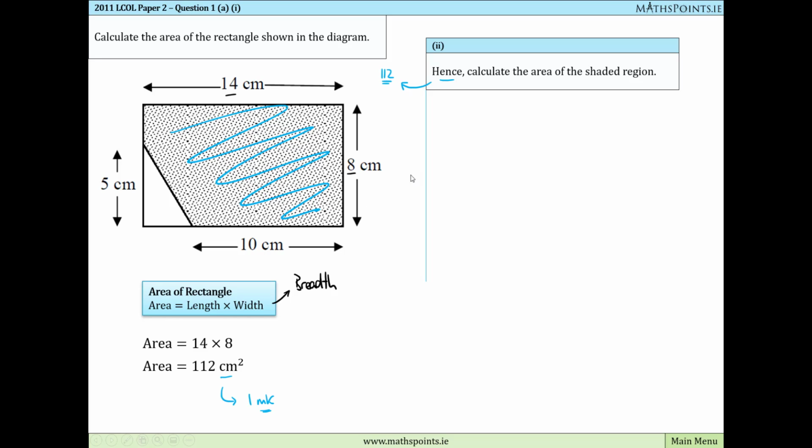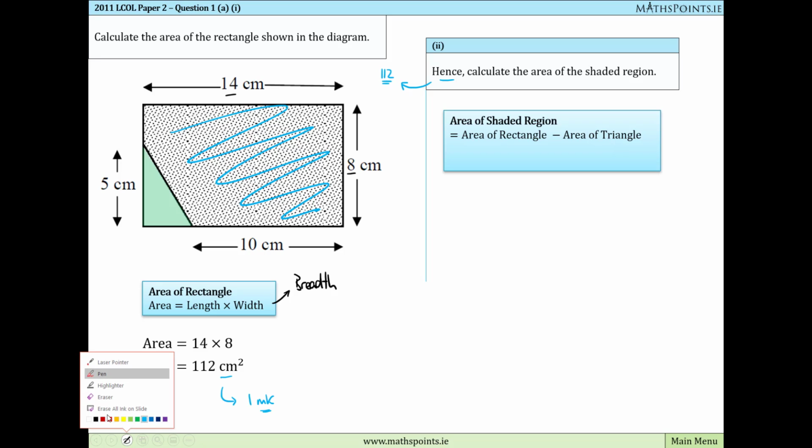It's always a good idea to write that down in words first. So the area of the shaded region is equal to the area of the rectangle minus the area of the triangle. For this triangle down here, we need a formula, and the formula for the area of a triangle is half the base by the perpendicular height. We've already calculated the area of the rectangle, the length by the width.